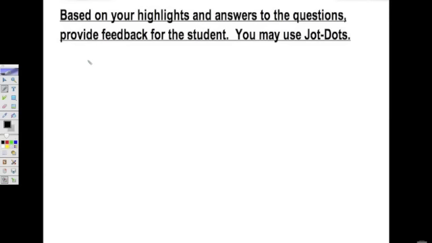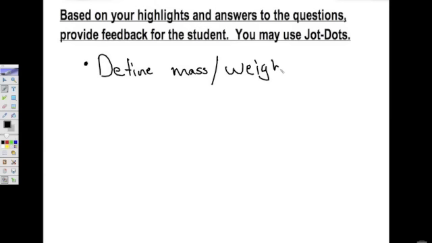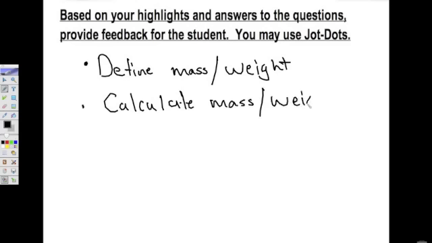But some of the feedback you could provide that's kind of specific: the person defined mass and weight. The person also calculated mass and weight. However, the student did not explain, so we need to have that student dig deeper. I look at my compare and contrast notes, my Venn diagram, and I want the student to be able to dig deeper.